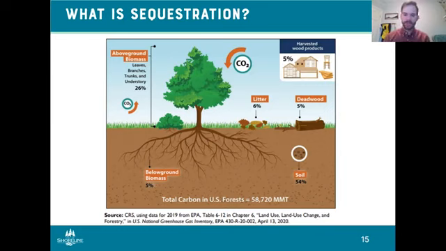With soils in particular, it's potentially a big carbon reservoir and comes with lots of other benefits. Think about improved plant health, for agriculture or landscapes, and stormwater filtration, et cetera. So click one more time.